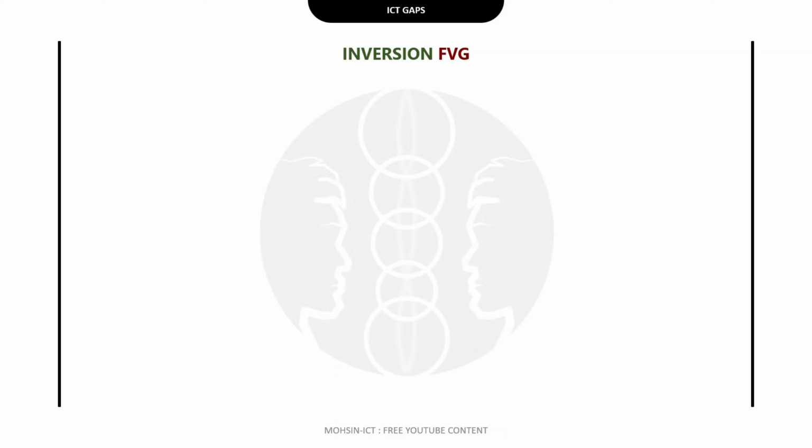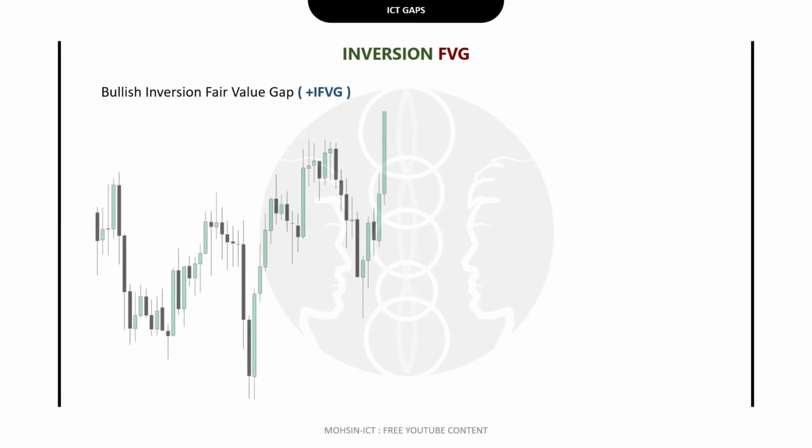Next, let's understand the inversion fair value gap. An inversion fair value gap is a failed fair value gap, if I define it in the simplest form. It is the fair value gap from the sell side delivered to the buy side, or buy side delivered to the sell side. Like any PDA, it can be bullish as well as bearish. Now let's try to understand it in a bullish example. We can also write it as IFVG.